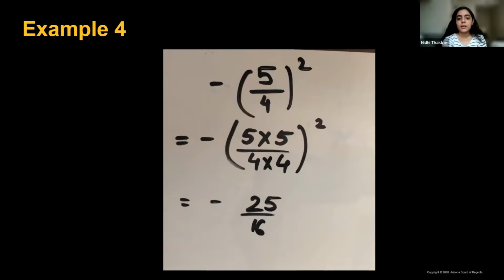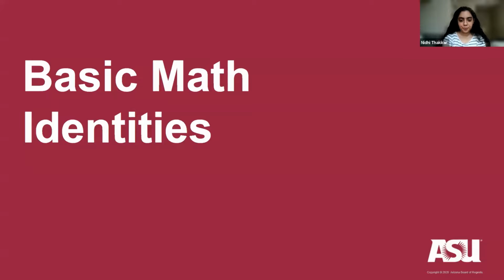So you can see that depending on where the negative is, the answer could vary. So always keep in mind where the negative sign is. Whether it's outside the bracket, inside the bracket, in the numerator or denominator. You can go over these examples.